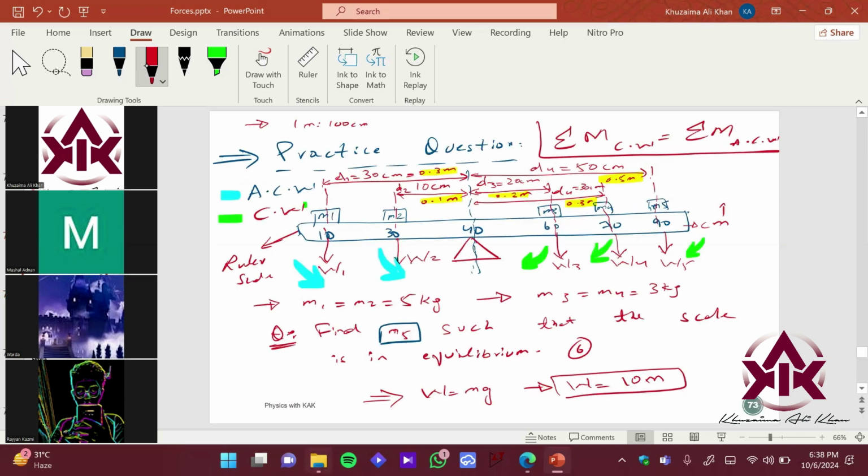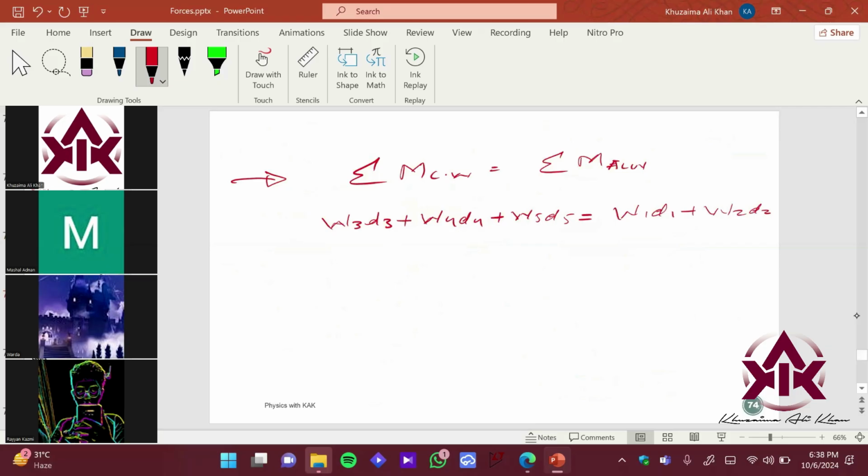Now let's put in the values and see what we get. M3 and M4 are 3. You can find the weight by multiplying the mass with gravitational acceleration. Taking gravitational acceleration as 10, it's going to be as follows. W3 is going to be, let me just work out over here. We'll work out the value of weights over here.